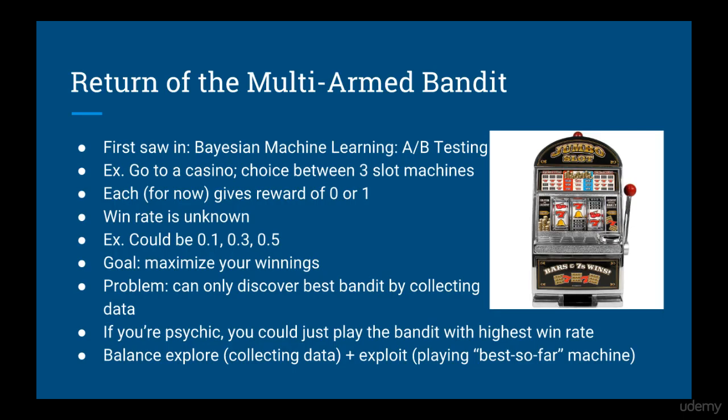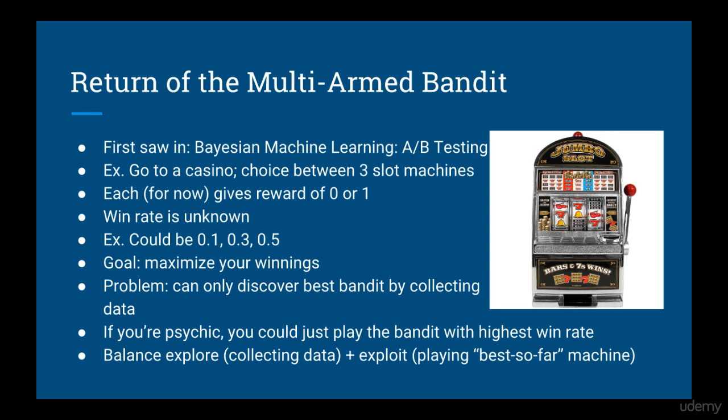In this section of the course, we are going to re-examine the multi-armed bandit problem, which you already saw in my first course on Bayesian machine learning and A/B testing. If you haven't taken that course, don't worry too much, since we are going to fully cover the problem in this course. Suppose you go to a casino, and you have a choice between 3 slot machines.